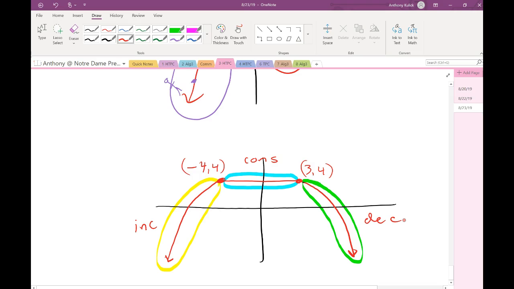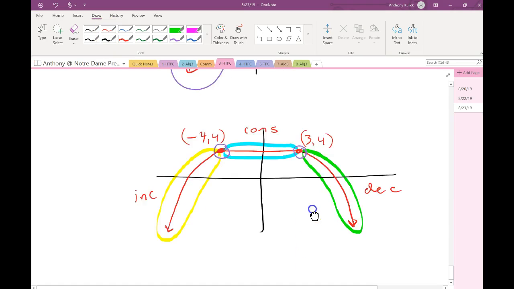Everybody agree with that? Notice what parts I didn't circle. Yeah, I didn't circle these spots. Why am I not circling these? Because those are the transitions between increasing, constant, and decreasing. Any of those transition points should not be included in the intervals of increasing and decreasing or constant. Everybody okay with that?